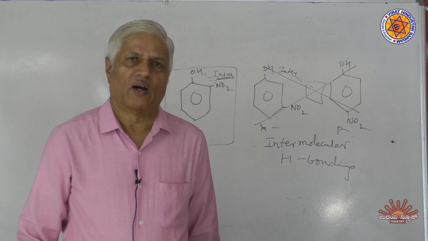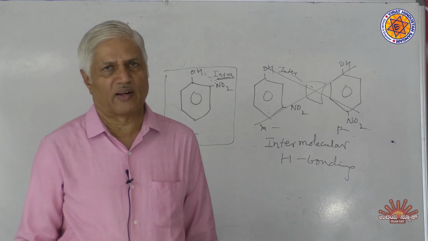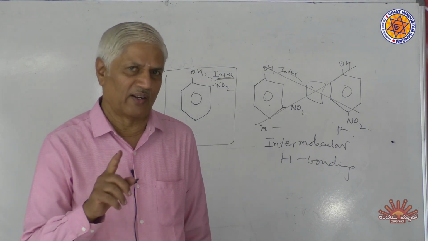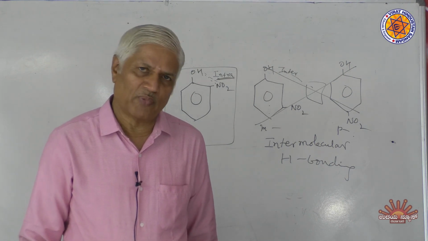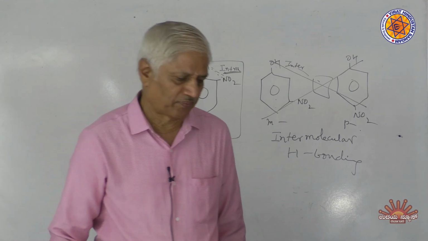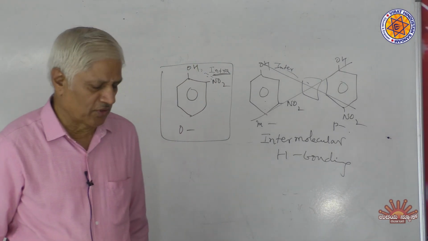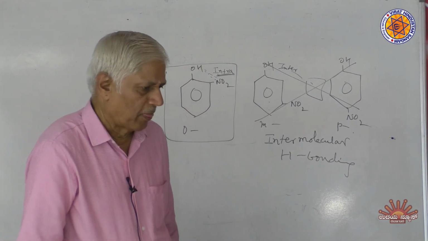Also, orthonitrophenol, because of weak intramolecular hydrogen bonding, possesses a lower boiling point. Boiling point will be less. Even that can be asked. We are coming to the last question of this model paper.